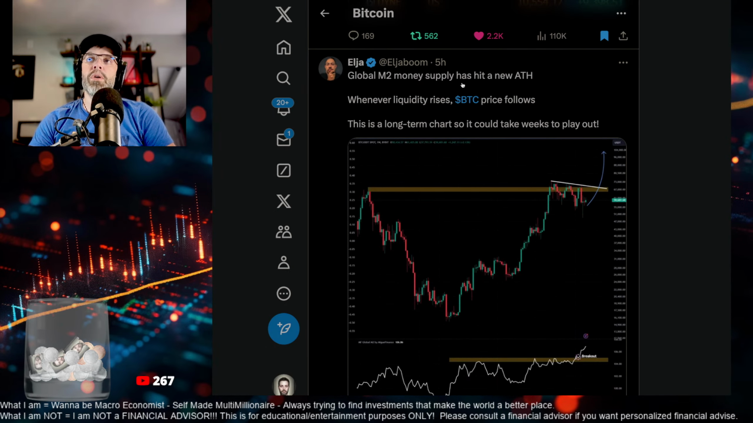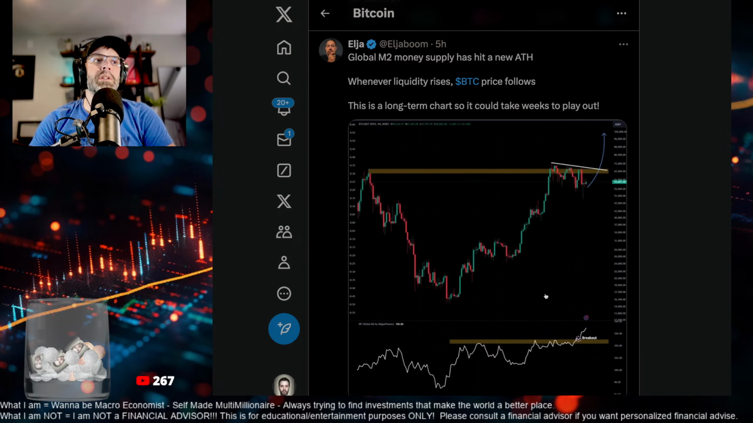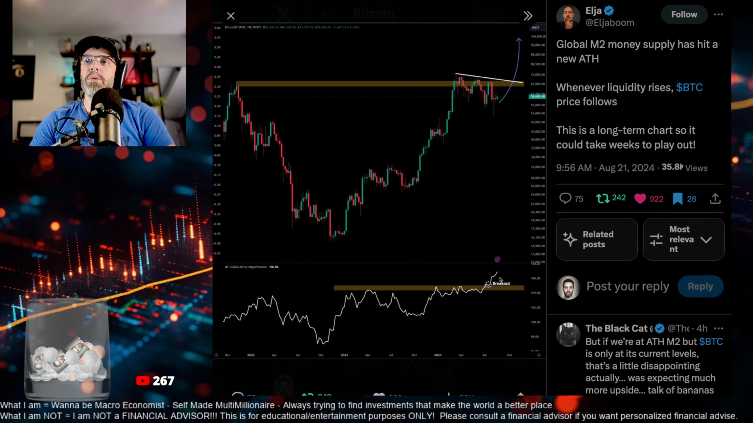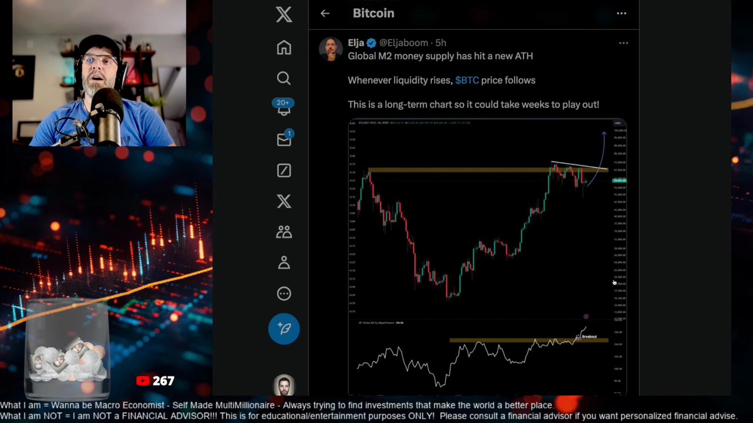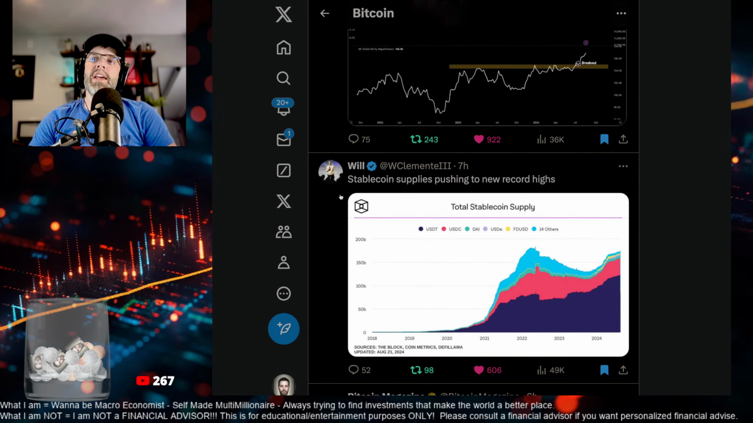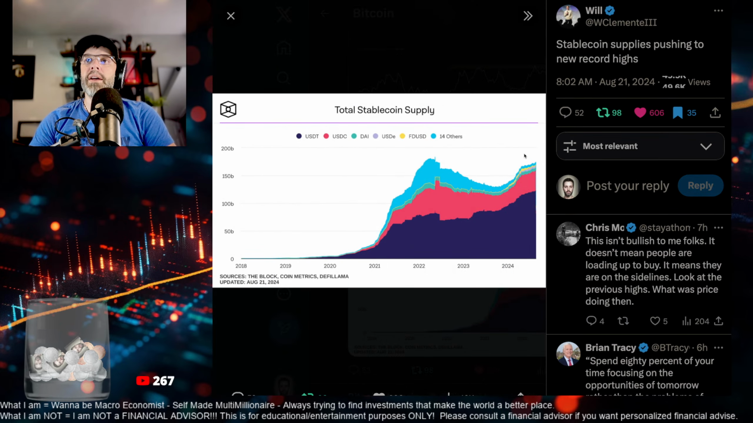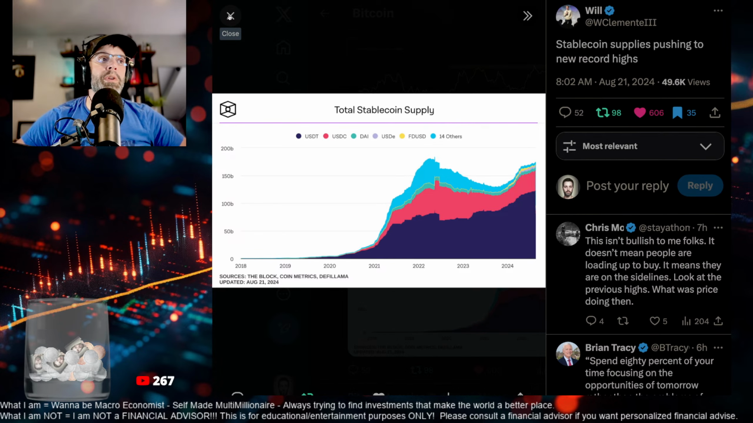Elja says global M2 money supply hit a new all-time high. Whenever liquidity rises, Bitcoin price follows. We just saw that in that other graph. And he's showing how we're in a breakout zone, as you can see represented down here. So I agree. The stablecoin supply is pushing to new record highs. If you know anything about Bitcoin and the crypto markets, you know that when stablecoins are being issued, they are used as collateral and quick purchasing options for contracts that exist. Where people are trying to buy their favorite shitcoin.